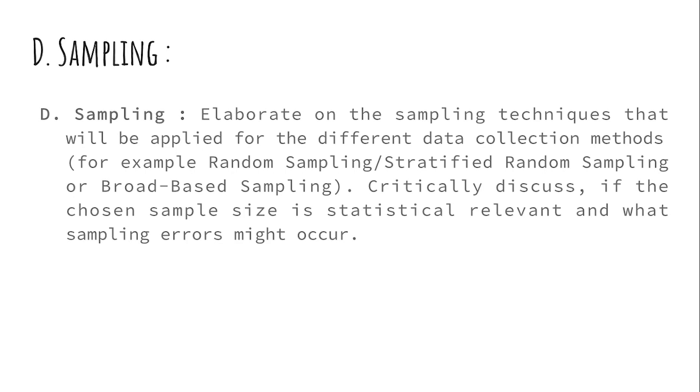Still under that, we have the sampling. Under sampling, you elaborate on the sampling techniques that will be applied for the different data collection methods. For example, it may be either random sampling, stratified random sampling, or broad-based sampling. And critically discuss if the chosen sample size is statistically relevant and what sampling errors might occur.